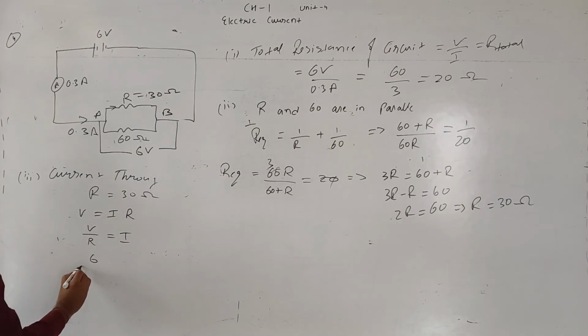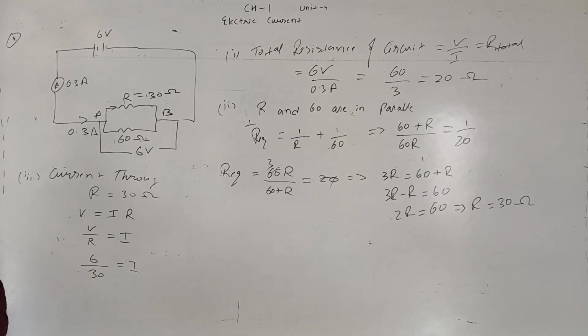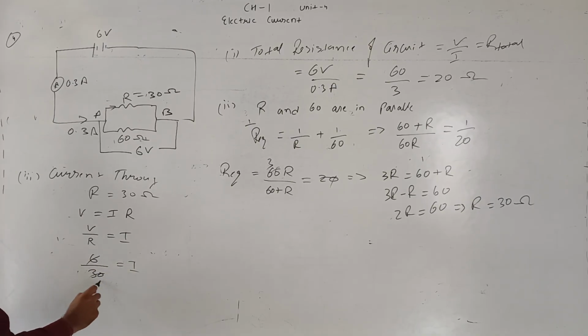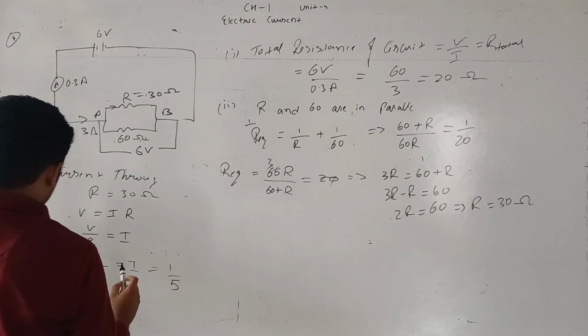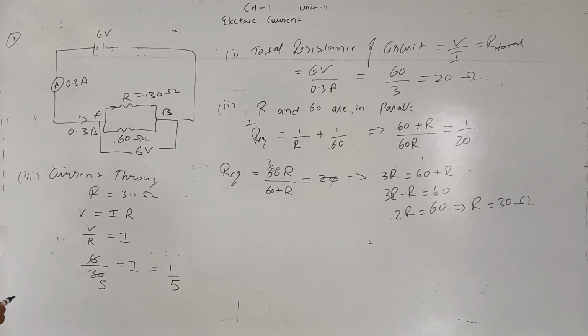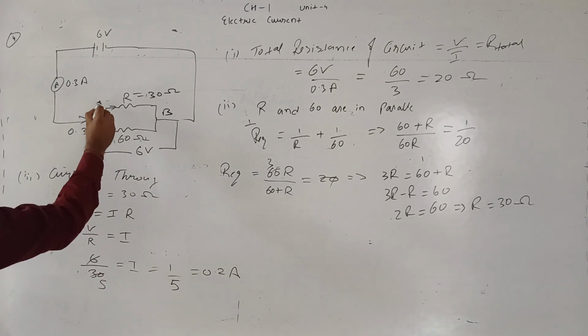So 6 divided by R, which is 30, is equal to I. So it is equal to 6 by 30, which is 1 by 5 ampere. 1 by 5 ampere is 0.2 ampere.